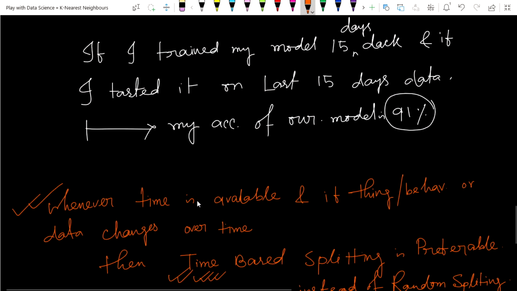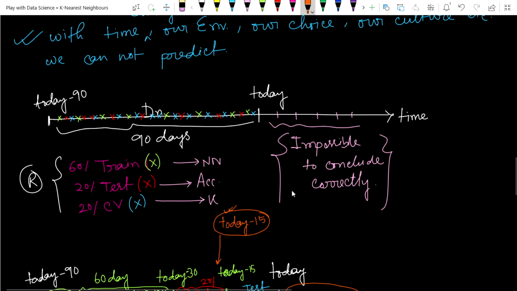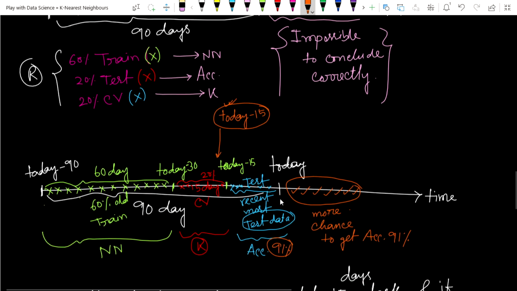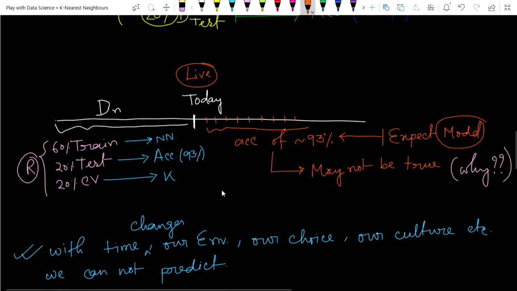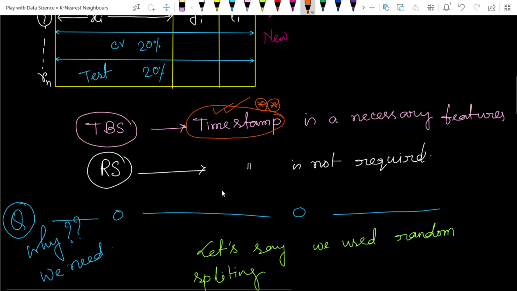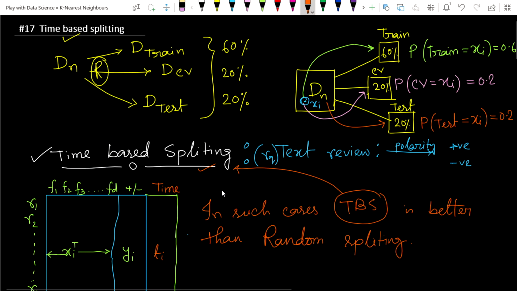If the accuracy is 93% for random based splitting, or if we find an accuracy of 91% in time based splitting, we always prefer time based splitting, because the model always gets better accuracy on future data if we use time based splitting. So I think the motto of this lecture is clear to all of you: why we use time based splitting, and when it is preferable.